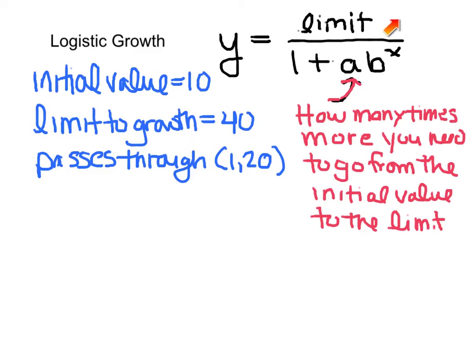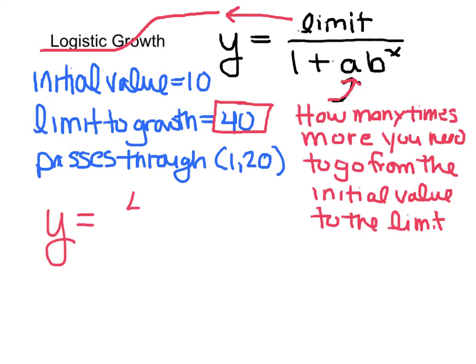So the number on top right here is the limit to growth. If you're thinking about a logistic problem, and you remember the shape of a logistic graph, it's kind of going along and then it goes up, and then it goes flat again. This number right here is the limit. It's where it levels off. And so for this problem, the limit to growth is 40. That's saying this quantity can't get bigger than 40. And so I'm going to put a 40 on top.